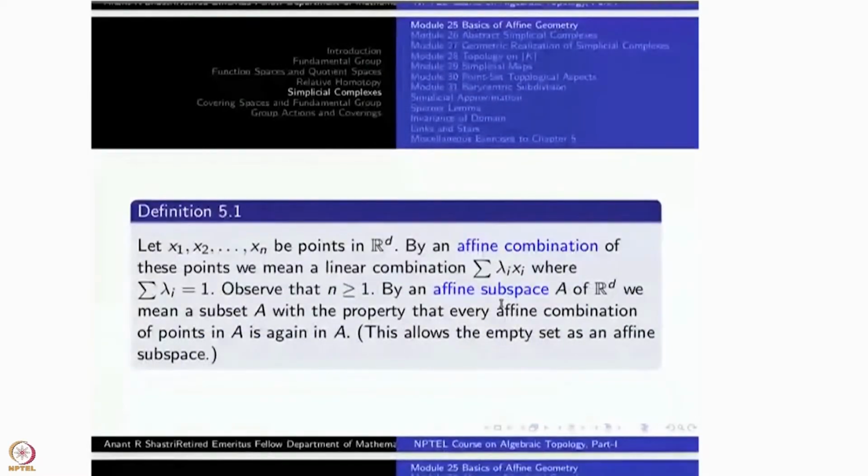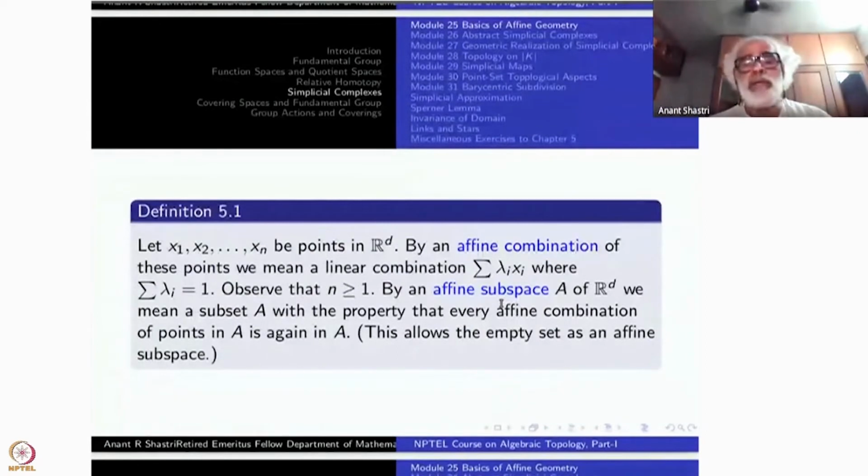Starting with some n points inside R^d. This number n has nothing to do with the dimension d here. Some n points, finitely many points inside R^d. An affine combination means what? It is like a linear combination, the sum of lambda_i x_i, where lambda_i is a real number, but the sum total is equal to 1.